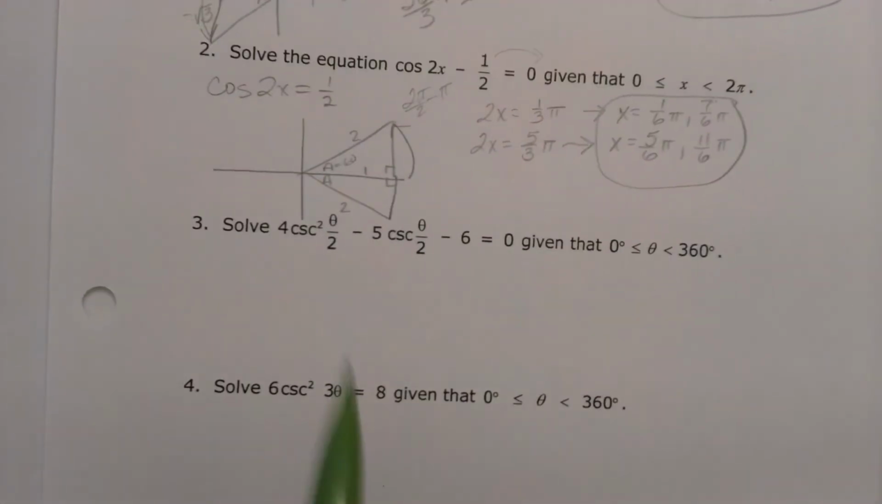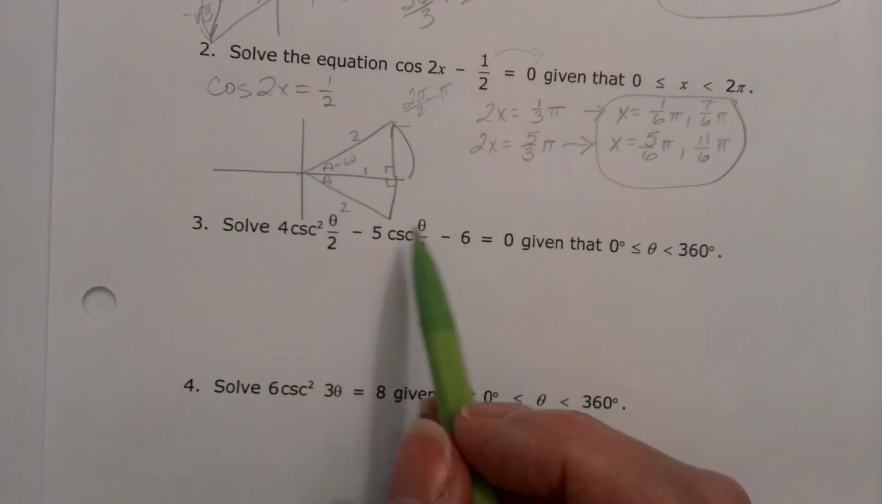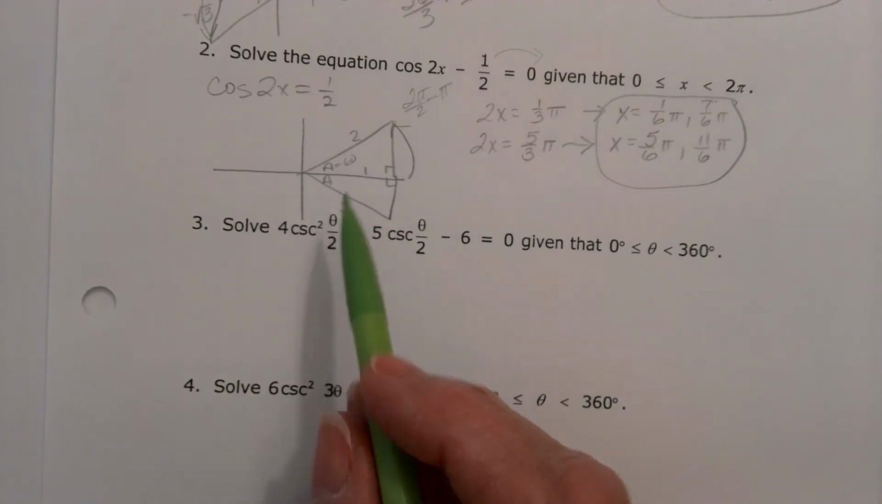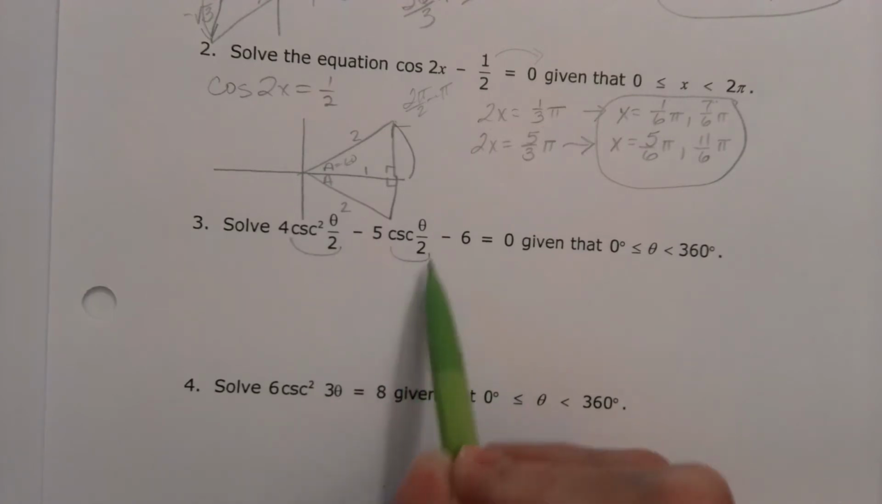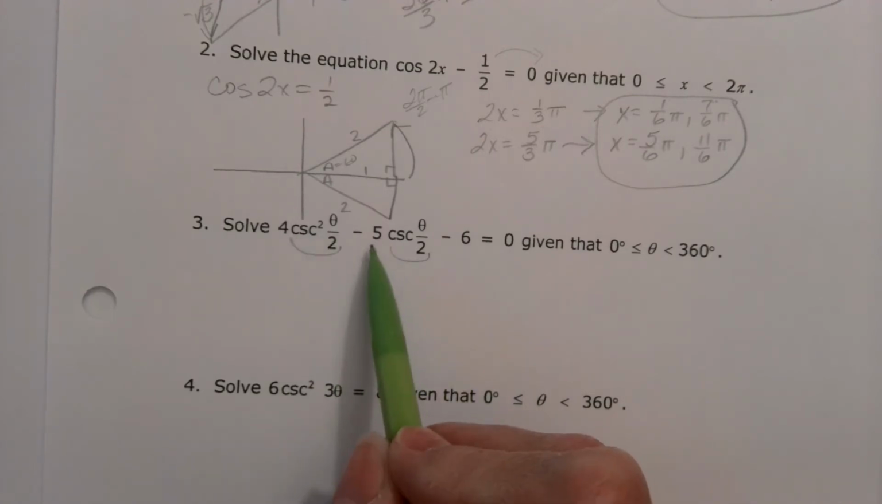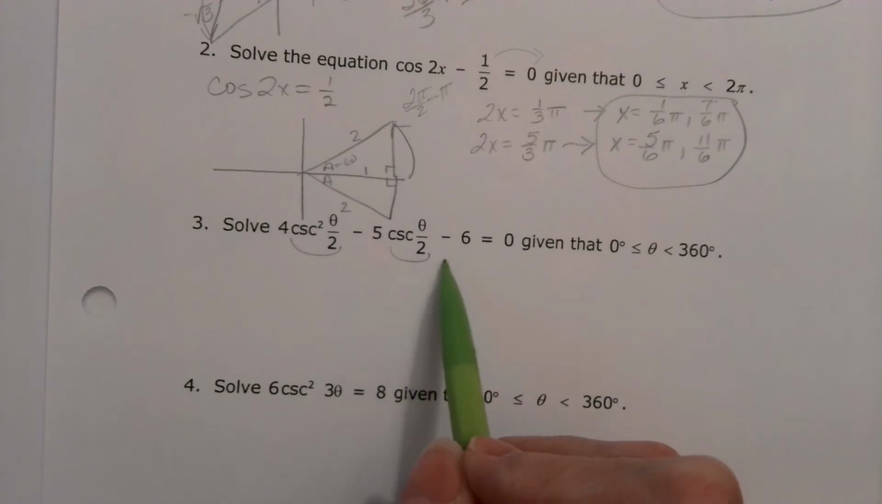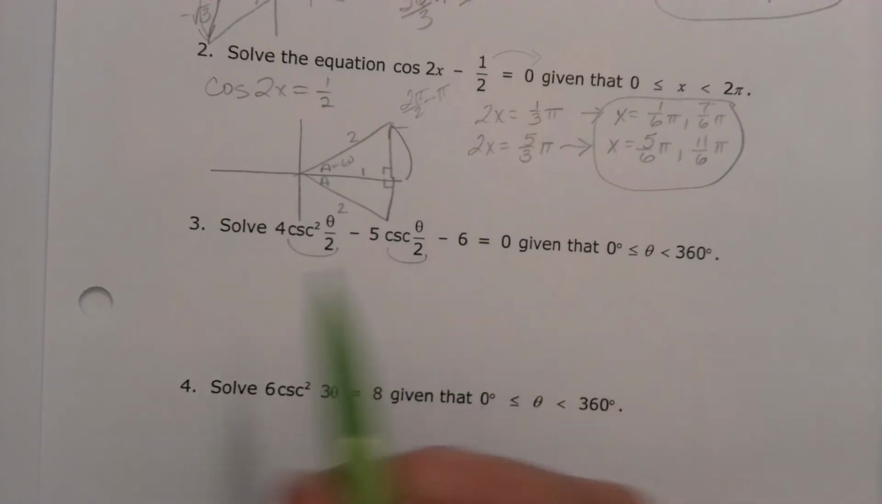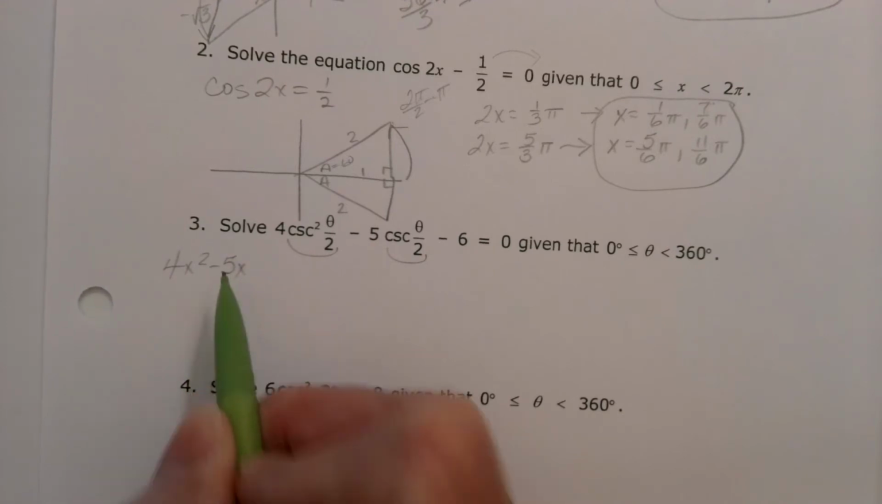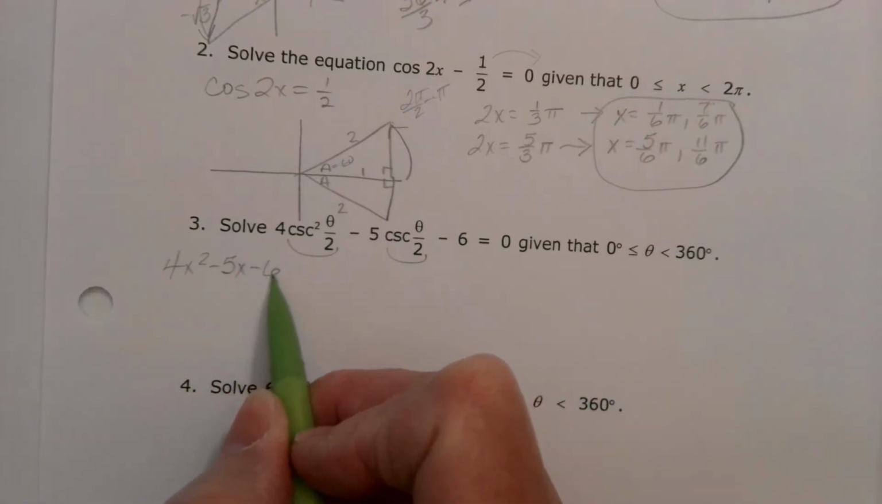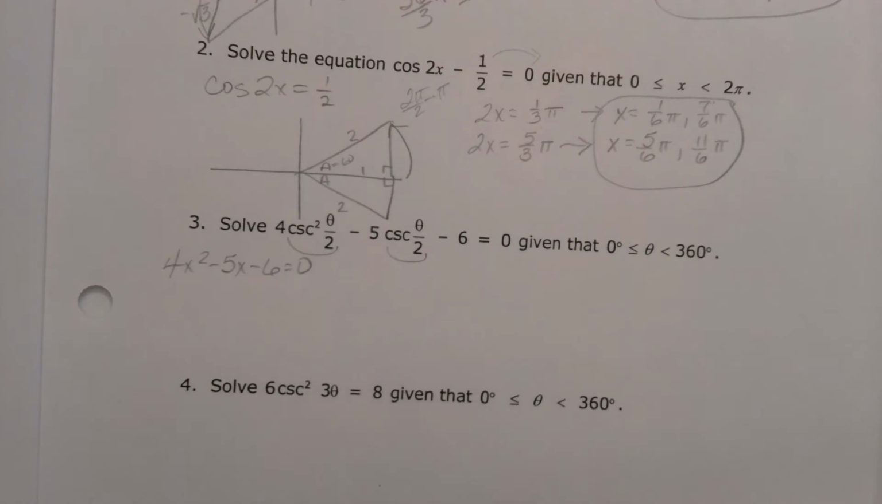Okay, so another one of these. Again, this is your quadratic. So what you want to think about is, let this be your x. So you get 4x squared minus 5x minus 6 equals 0. So if you had 4x squared minus 5x minus 6 equal to 0.